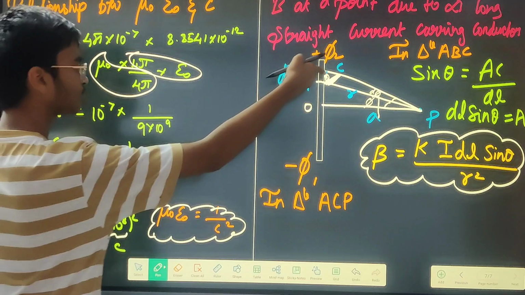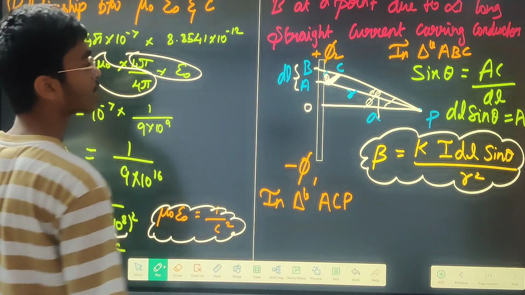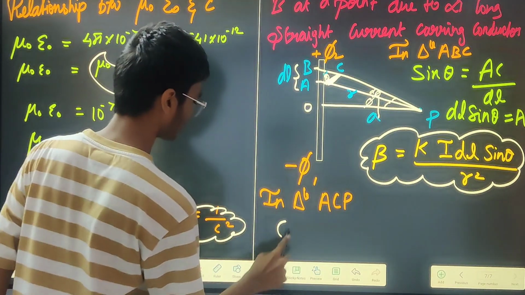Okay, so in this triangle, what is phi? So this is what phi is. Okay, so this is what d phi is. Here it is actually an angle. Here we are not going to take any sin theta at all. See, this one actually looks like an arc.